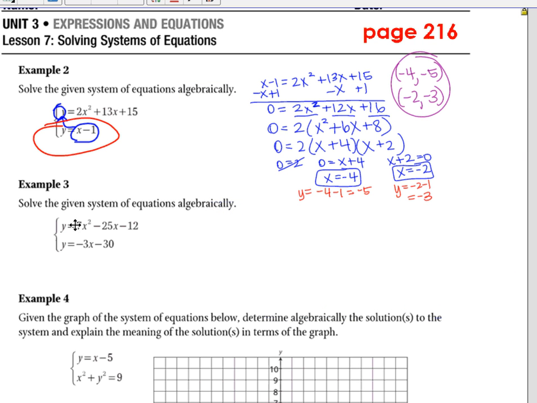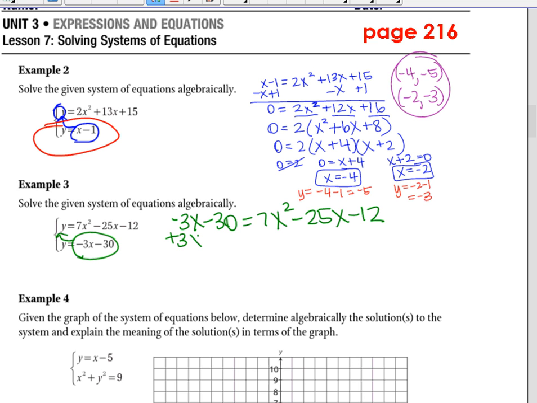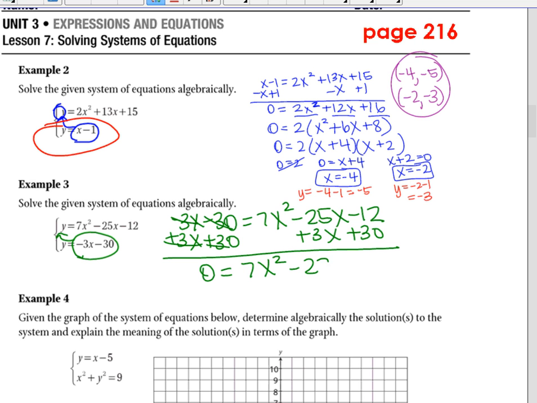Okay, so now we're going to do the same thing with example number 3. It's literally the same setup as the first two, so the process shouldn't be difficult. Again, if you want to pause and then check, that's fine. The answer here is a little different. So we end up with negative 3x minus 30 equals 7x squared minus 25x minus 12. Going to bring everything over to one side. So we have 0 equals 7x squared minus 22x plus 18.